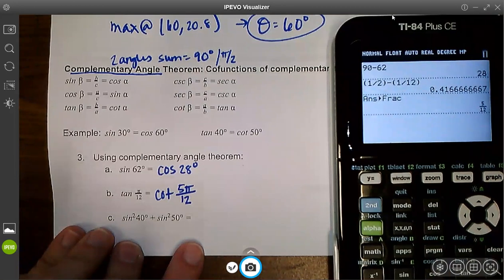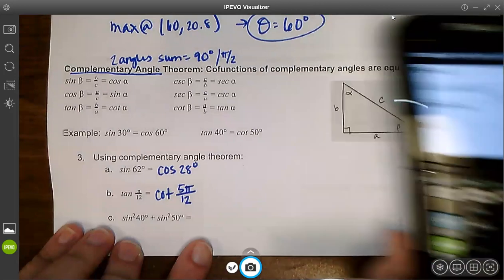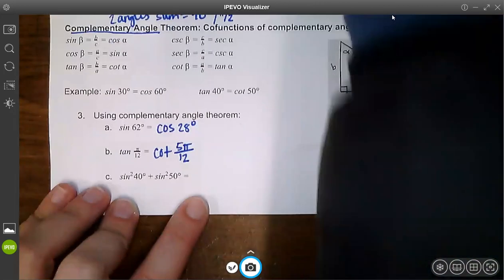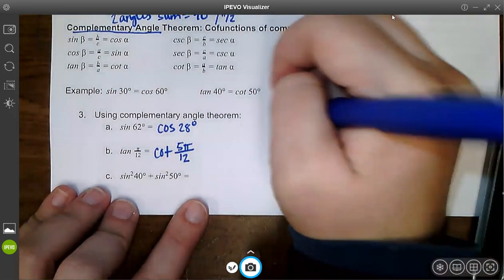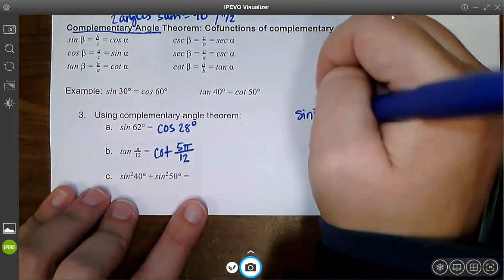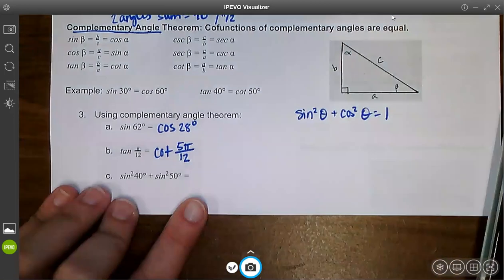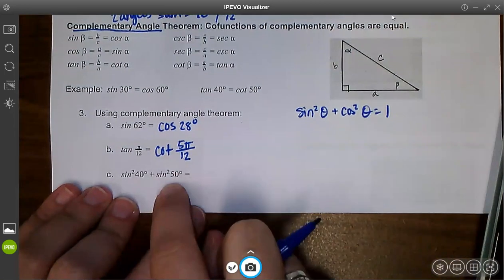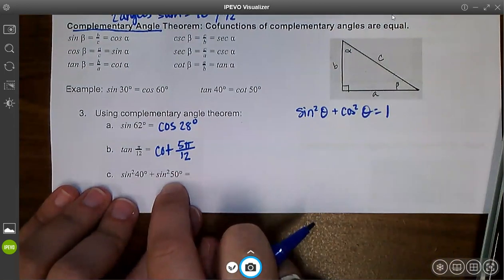This one, the sine squared of 40 degrees plus the sine squared of 50 degrees equals, what are we going to do here? So remember the Pythagorean identity, sine squared of theta plus cosine squared of theta equals 1. Your thetas have to be equal. So I'm going to take one of these guys and try to rewrite it as sine or as cosine and see if it goes away.